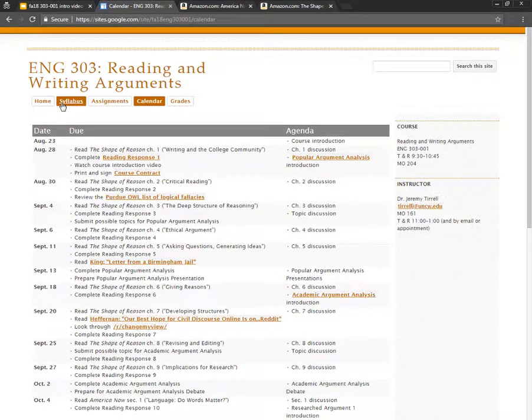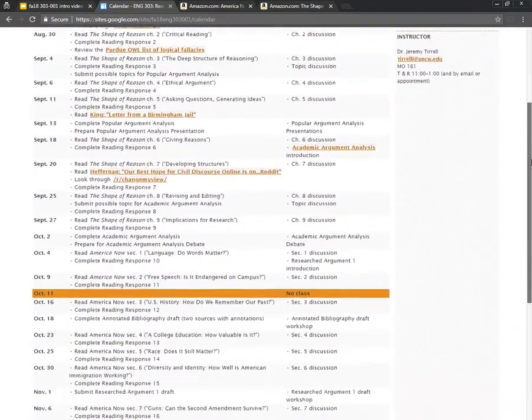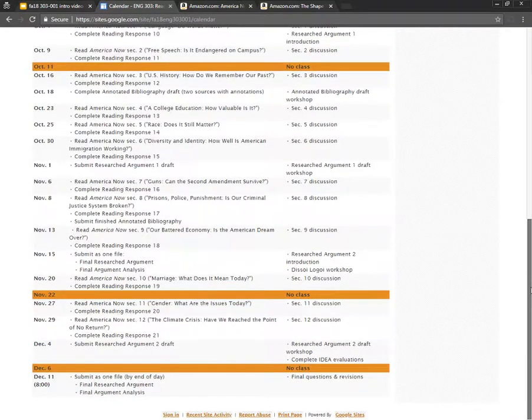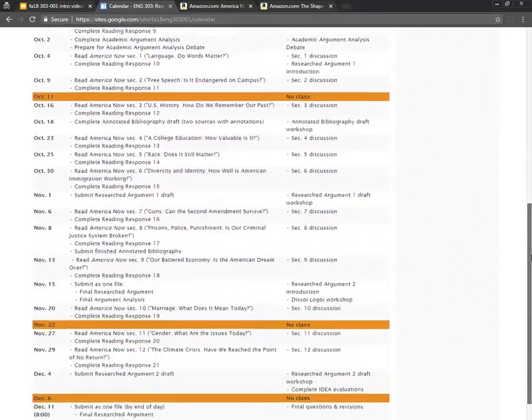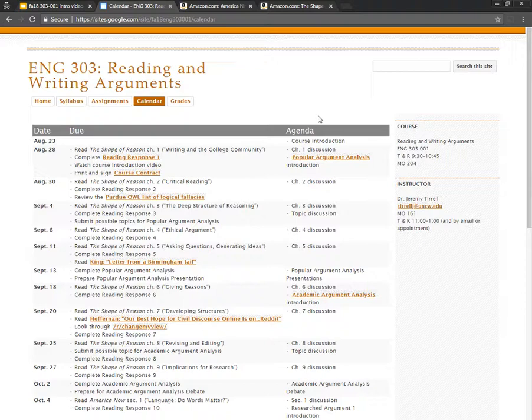I mean, syllabus is important because there's policies in there, but if you look at the calendar here, it breaks down everything we're going to be doing the entire semester. So even though this is a face-to-face class, we're going to see each other twice a week, this outlines exactly what we're going to be doing.